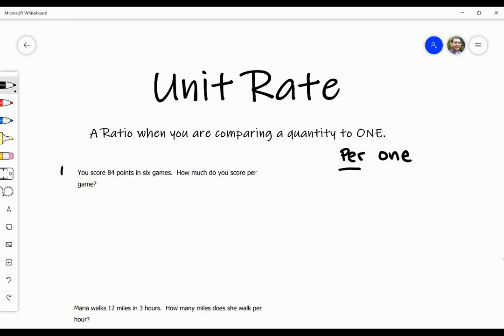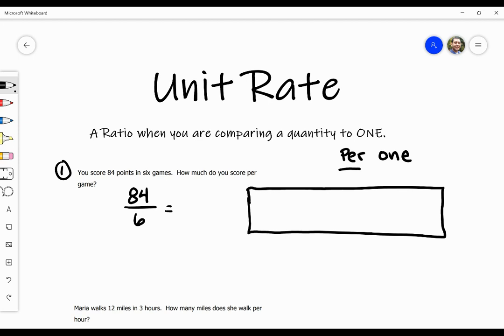So in this first example here, we have a statement saying you score 84 points in 6 games. How much do you score per game? Now that may seem like a division problem where you might just say, well, you score 84 points in 6 games, so whatever 84 divided by 6 is would be how much you score in 1 game. And that is definitely a way to do it. I just want you to realize that these are also equivalent ratios.